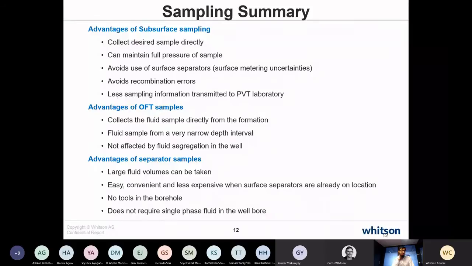Yes, for the separator sampling, if there is, say, three-stage separation in a topsides processing facility, do we need to take samples in all three stages? Because we saw one stage plus the flash tank, the shrinkage correction for the flash tank condition. So if there is multi-stage separation, is it recommended to have sampling at all the stages?